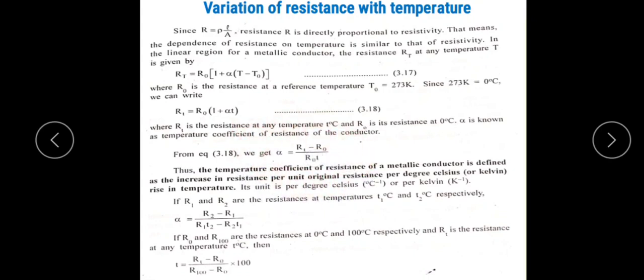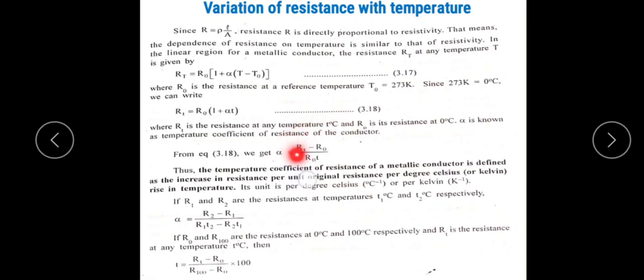Thus, the temperature coefficient of resistance of a metallic conductor is defined as the increase in resistance per unit original resistance per degree Celsius, or Kelvin, rise in temperature. That is what we call the temperature coefficient of resistance. The temperature coefficient of resistance is equal to the increase in resistance per unit original resistance.